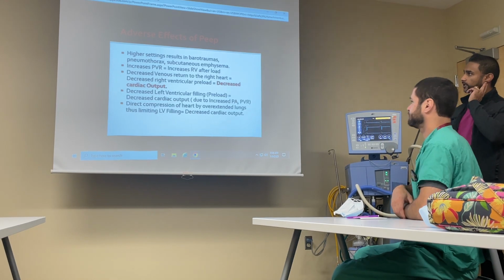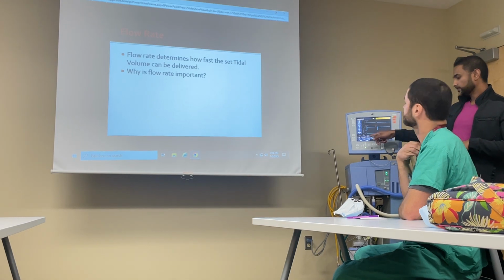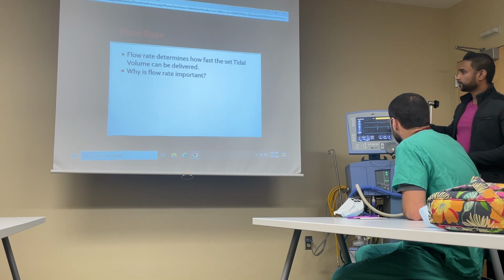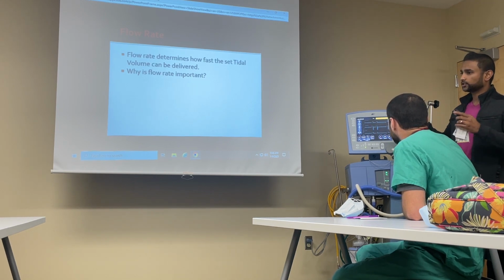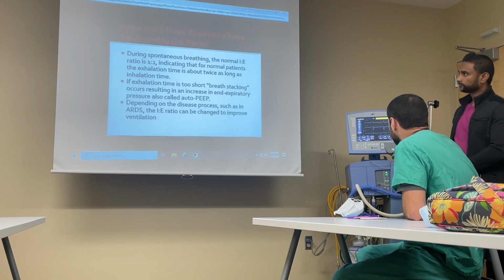Okay, we're going to move on to the next setting. Flow rates, which I will go over shortly. I'm not going to touch too much on the flow rates now, but I'm talking about different modes. Just know flow rates are designed to deliver tidal volumes at a faster pace or slower pace, depending on how you set it. But we can just keep it for now.